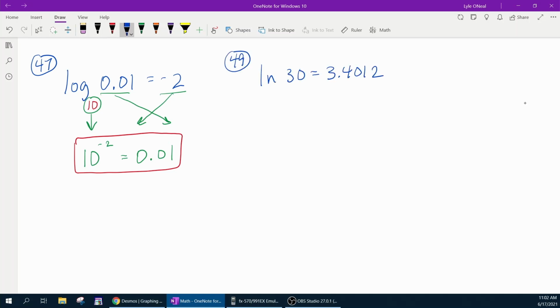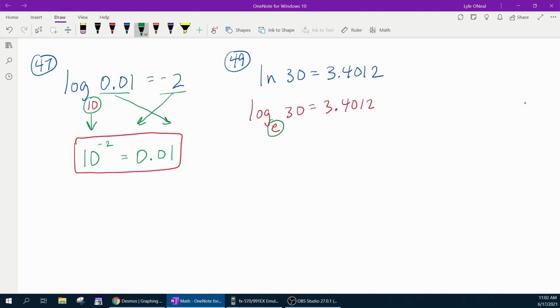Next example, number 49. Again, they want us to convert from log to exponential form. And again, we see we have a log with no base showing, but that's okay, because we know that ln means log base e. So we're going to rewrite this equation as log base e of 30 equals 3.4012. And then we're going to convert to exponential form.